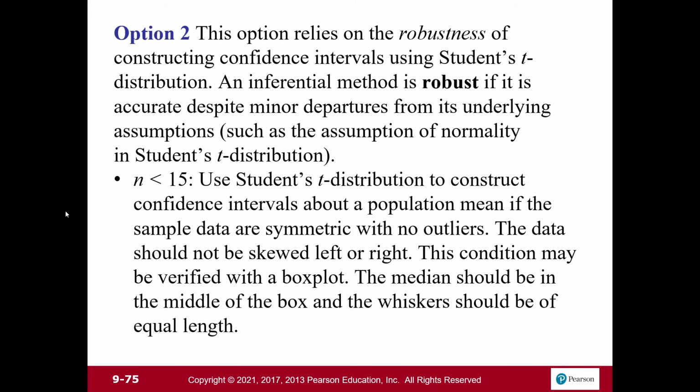So if n is less than 15, use the student's t-distribution to construct confidence intervals about a population mean if the sample data are symmetrical with no outliers. The data should not be skewed left or right. This condition may be verified with a box plot. The median should be in the middle of the box and the whiskers should be of equal length.